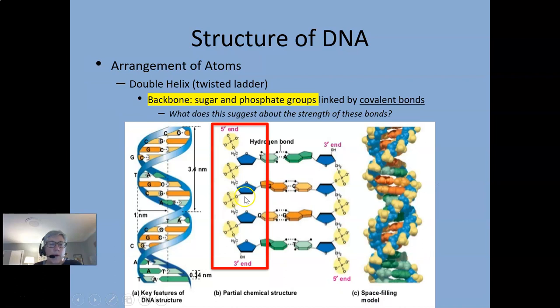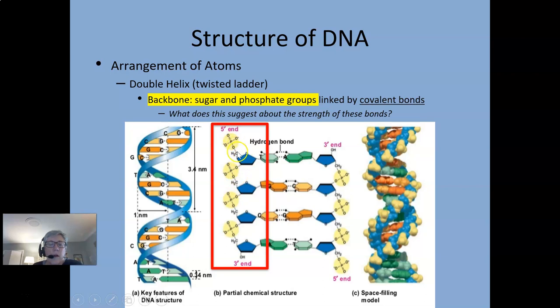Okay, so the backbone is composed of the sugar and phosphate group. So here's a phosphate, sugar, phosphate, sugar, phosphate, sugar, phosphate, sugar. So that's called the backbone because it sticks out on the outside when this thing turns into a double helix, and they are linked through these covalent bonds between a carbon on the sugar and an oxygen on the phosphate. So there's a line right there. That's a covalent bond, covalent bond, covalent bond. So they're held together pretty tightly.